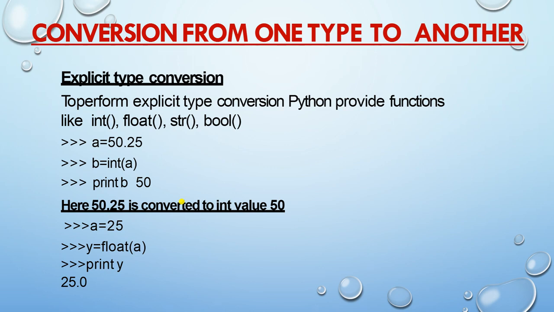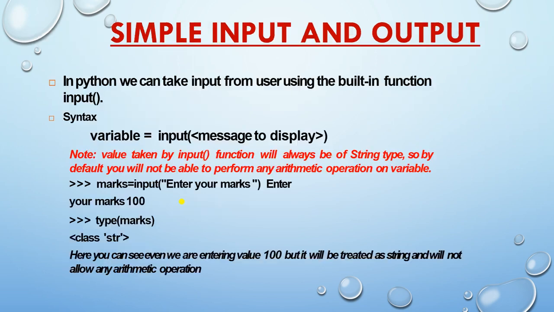Again see, a equal to 25 and y equal to float(a). It will convert this integer value 25 into a float value, and when you print y, it will give you 25.0. So this is your explicit type conversion.